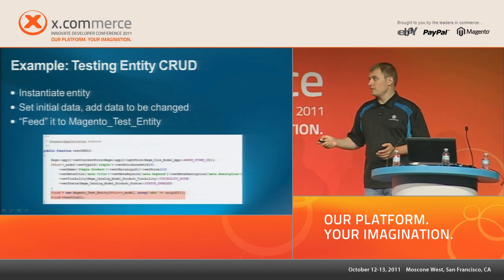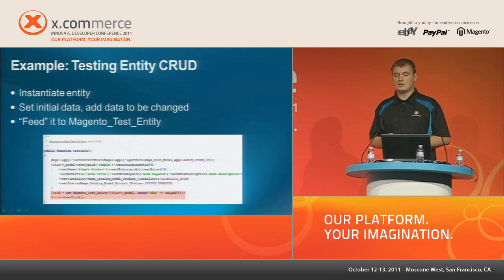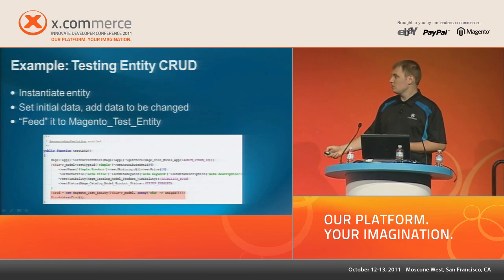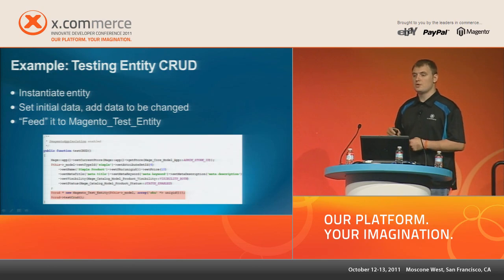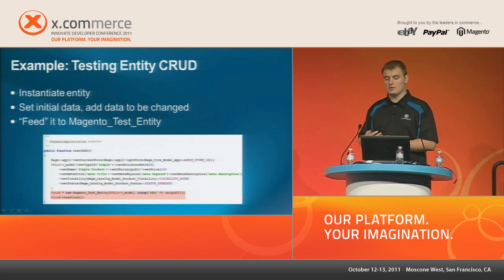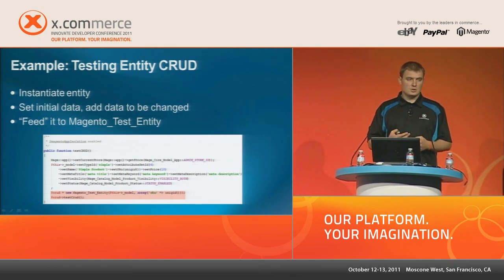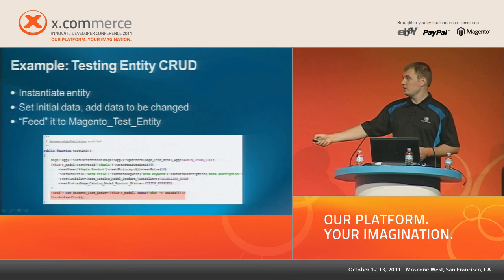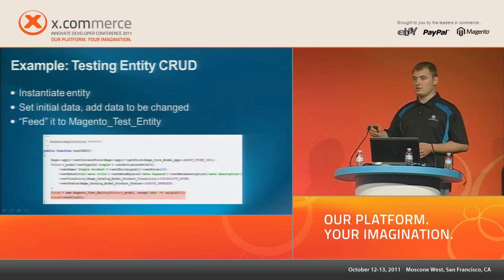Another example demonstrates how to test entity create, read, update, delete operations. The constructor of this Magento test entity requires an instance of Mage core model abstract and an array of data with which to update during running the test. So there are 4 steps. First is to persist the object in the database. This object I create here. On the object here I set the required data, and the test CRUD method will execute this scenario.